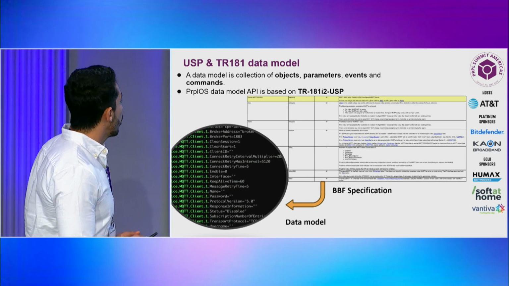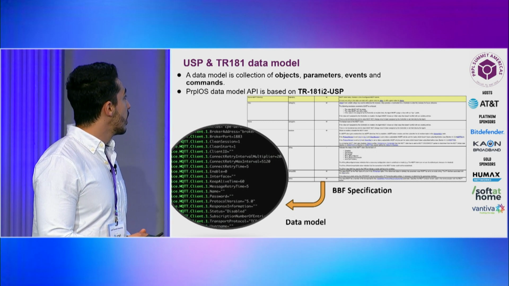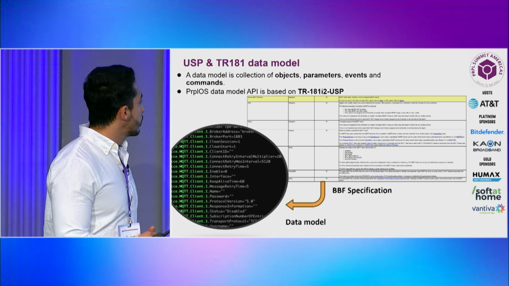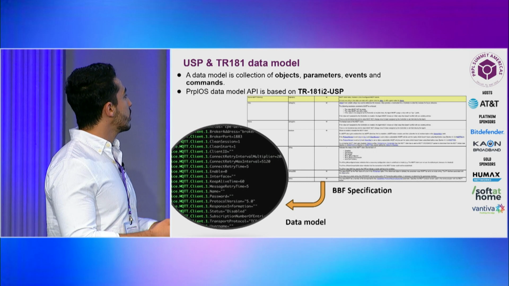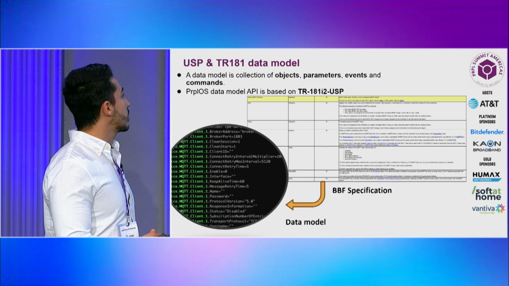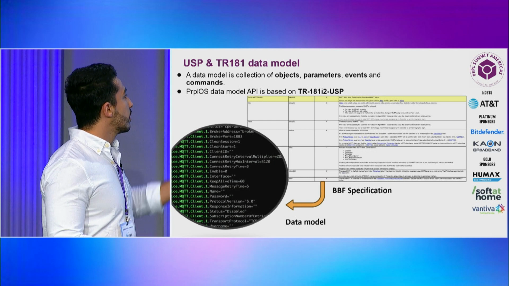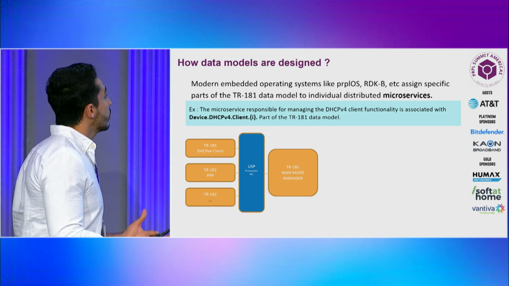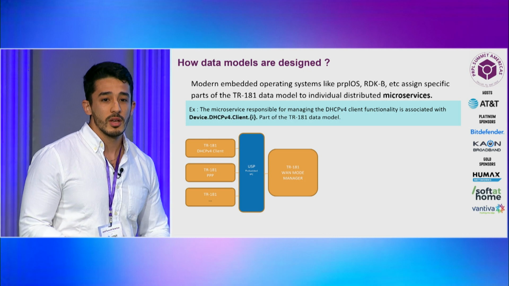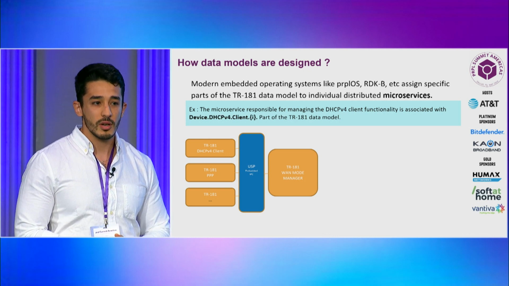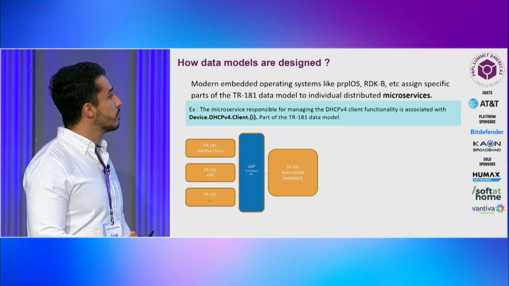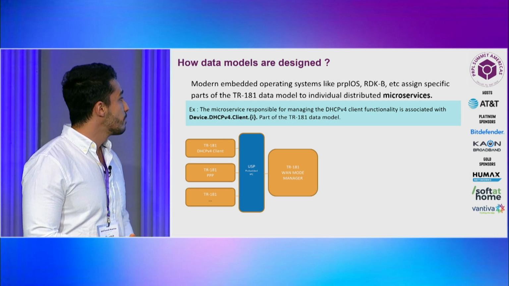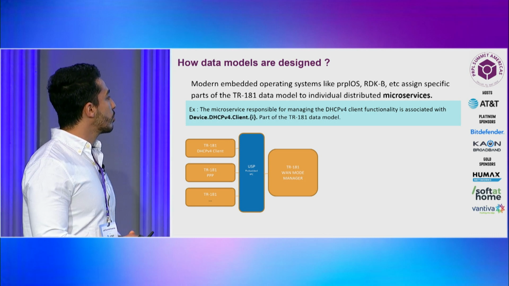Here we can see an example of one of the services. We have the MQTT service, and we can see that on this TR-181 data model, the MQTT service supports multiple instances of client, and each instance of client provides a set of parameters like a broker port, a broker address, and so on. Now, moving to prpl OS as a modern embedded operating system, it assigns a specific part of this TR-181 data model to an individual microservice. For example, we can have the DHCPv4, PPP, or WAN manager service, and all these three services need to communicate over the bus.